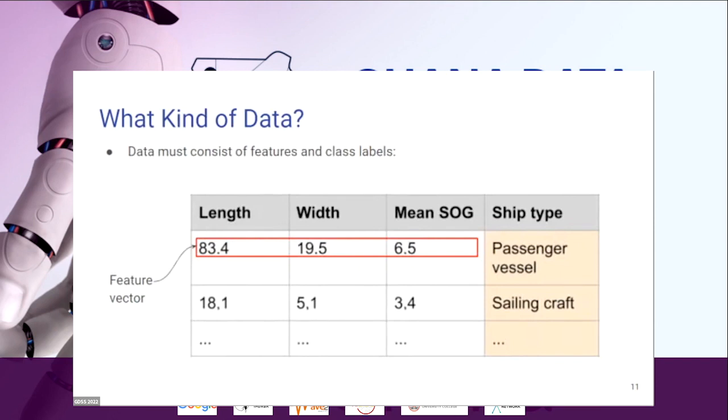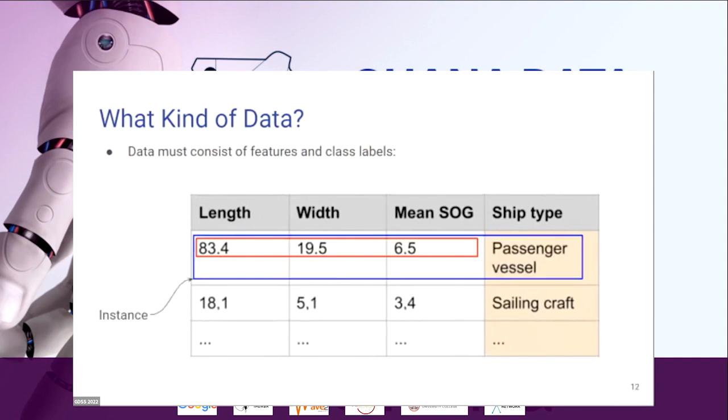So these features are our X. It's what we think is related to our Y. And then the Y here is the type of ship we are dealing with. So we have these features and we want to relate that with the ship type. So given the length, the width, the speed over ground, can we predict what type of ship we are dealing with? So when we take all of the features together, we have a feature vector, and then we have a category, the passenger vessel or sailing craft or any other type of ship.